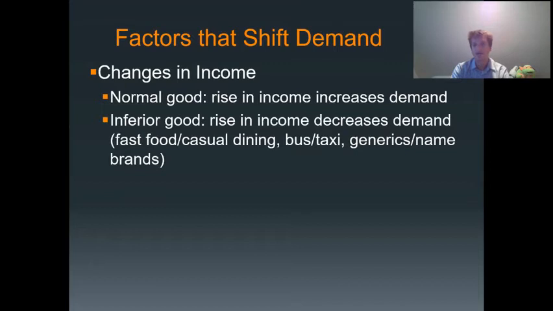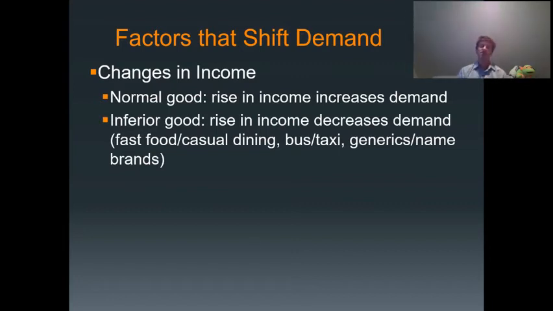If I have more money, I'm more likely to purchase more of this good. It's an easy concept to get. An inferior good, however, is probably the best way to fully understand what a normal good is about. An inferior good is the worst option. So if you were thinking about going out to dinner, most people would say they'd rather buy casual dining.